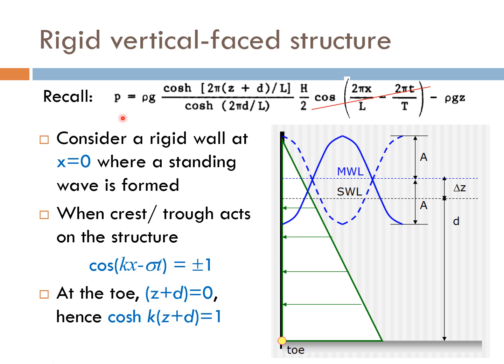Recall that the equation for pressure looks like this, whereby the first term is the hydrodynamic pressure and the second term is the hydrostatic pressure. We are going to assume that the wall is located at x equals 0. In order to get the maximum pressure at the toe, we are going to assume that the phase term, the cosine term here, equals 1, and at the toe, z plus d equals 0, such that cosh of k times z plus d equals 1.